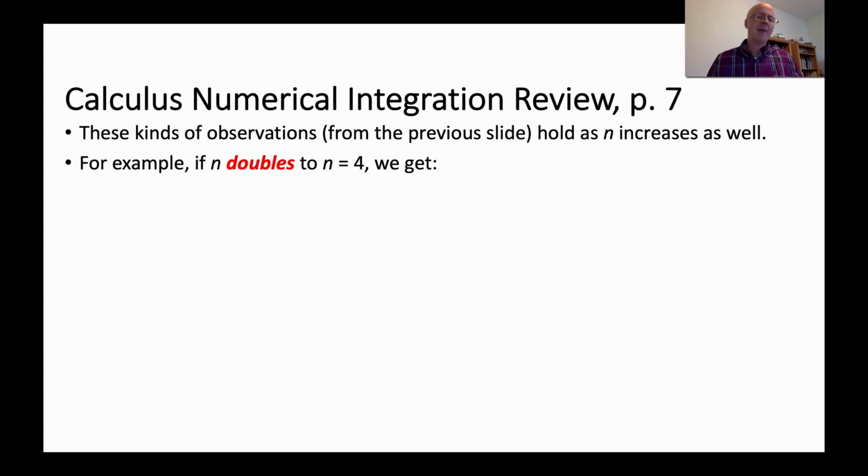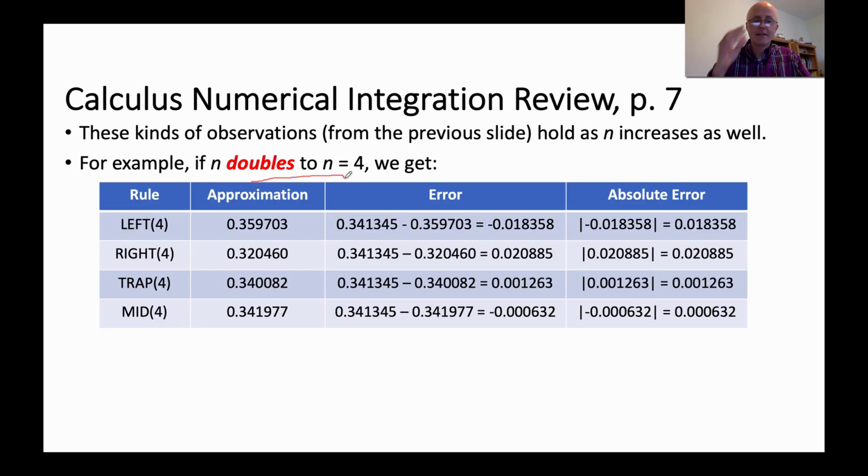We also want to see what happens as we, for example, double the value of n. So if I double n from 2 to 4, what happens to all these errors? You could take the time to double check. This would take some time for you to do. That left of 4 is this, right of 4 is this, trap of 4 is this, and mid of 4 is this. That might be worth you taking the time to do. It probably will take you 10-15 minutes to do if you want to pause the video and come back.